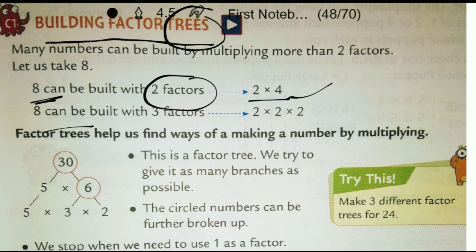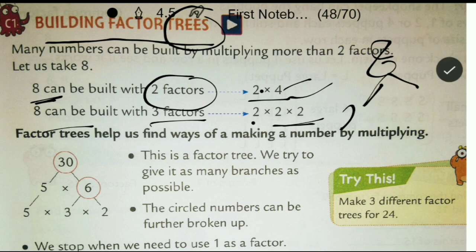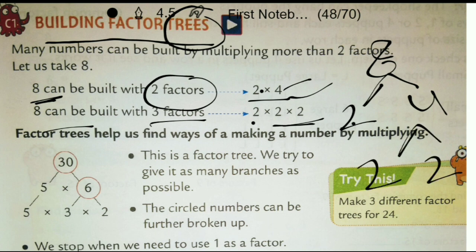And how to write 8 in 3 factors? This 2 remains the same and this 4 we can write as 2 into 2. So in this one we can write like this: 8, then 2 and 4, and 4 we can write as 2 and 2. So 1, 2, 3.